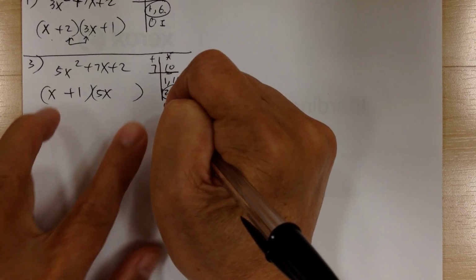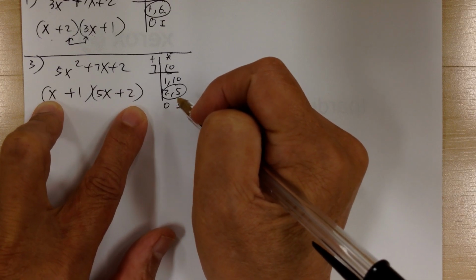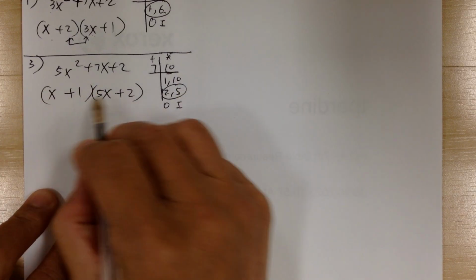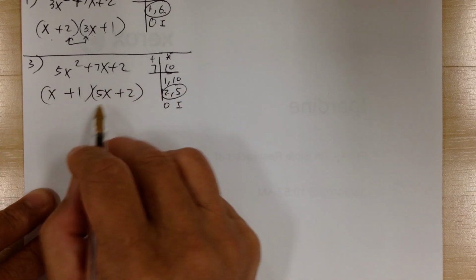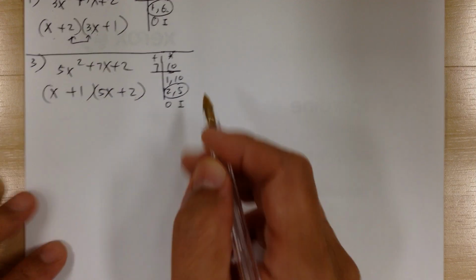Then that means this is the outside. So it would be plus 2. Okay? And you can do your final check by using the last term. 1 times 2 give you 2, right? So again, this is for your method FOIL. Okay?